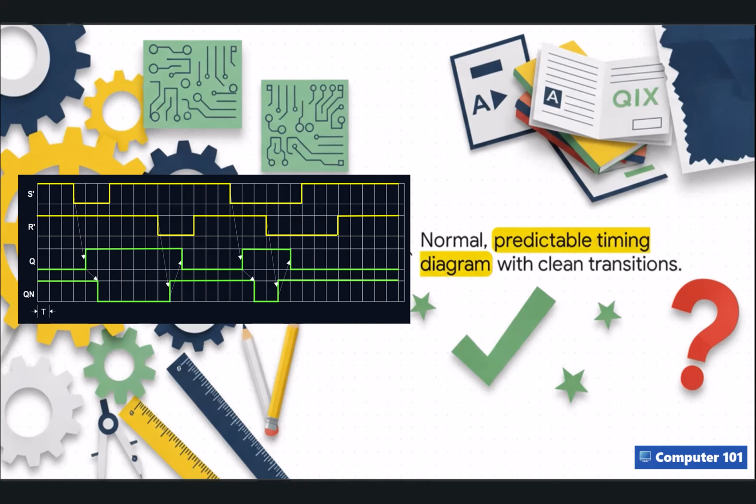You drop S prime low, Q goes high after that delay of t. You drop R prime low, Q goes low. When you see this on an exam, these are your safe, easy points. You literally just trace the lines and add your delay t. But hey, we all know exams aren't just about the easy points, are they?